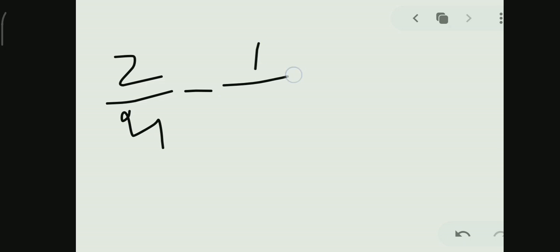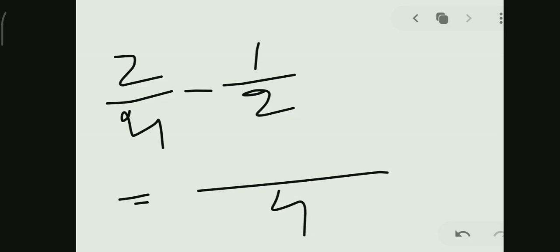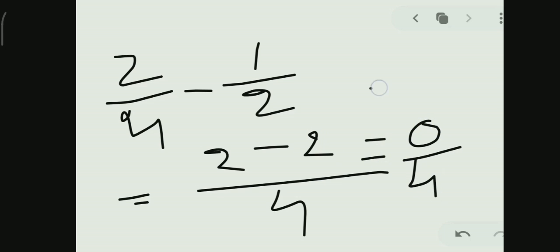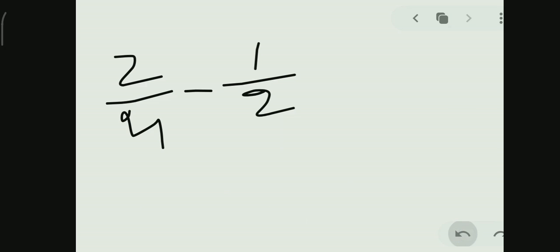So the next operation that we will see is subtraction. Let's say 2 by 4, and you have to subtract 1 by 2 from it. So what will the answer be? Take the LCM and divide it. 2 minus 2, so 2 minus 2 is 0. 0 by 4 will be 0. This is one of the simple examples that I took.